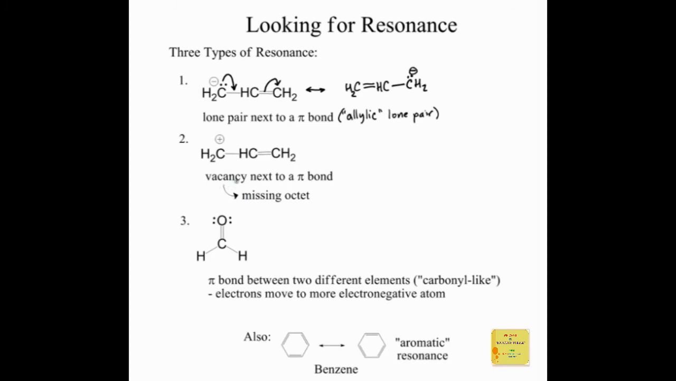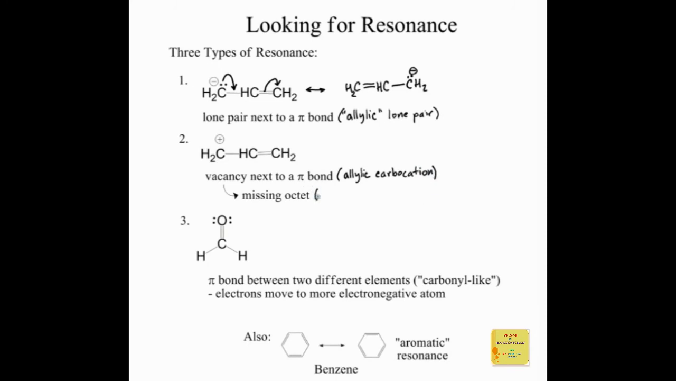Okay, here's another possibility. Now we have a vacancy next to a pi bond. We have an atom that's missing an octet. This carbon has only 6 electrons around it. And when that's next to a pi bond, again, we call that allylic. So this is an example, in this case, of an allylic carbocation. A carbon with a positive charge is called a carbocation.